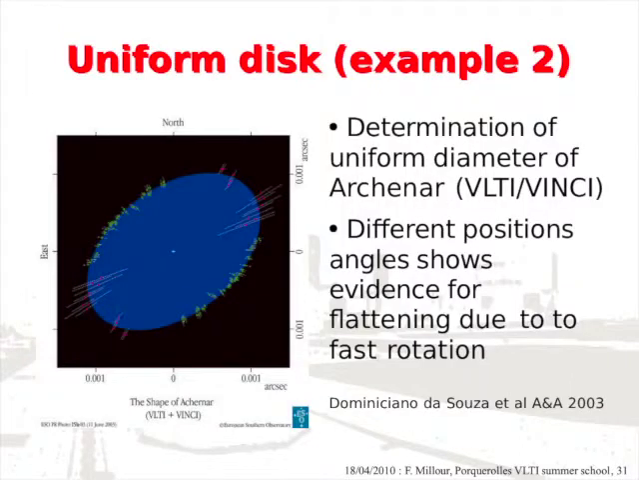Another example of the use of a uniform disk to interpret interferometric data is this famous observation of an ellipsoidal star, because it's flattened because of rotation. They basically used a uniform disk model, which is elongated, to model this star.